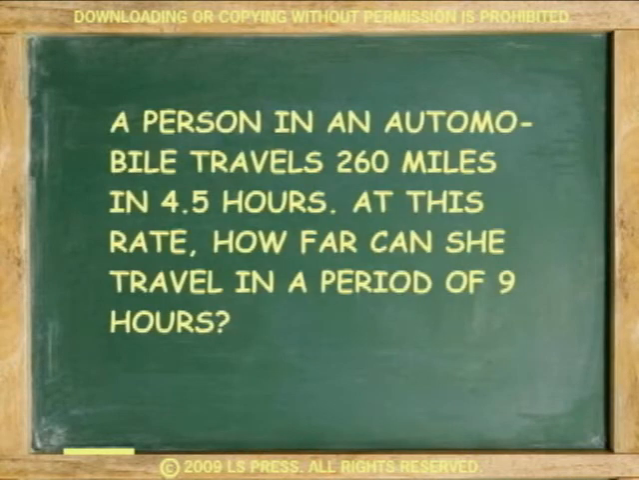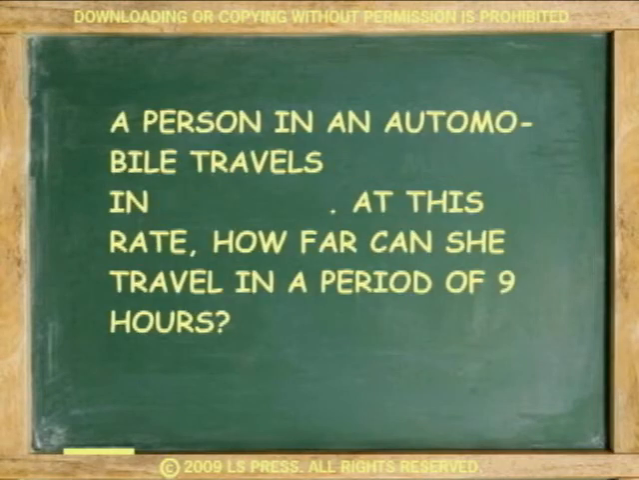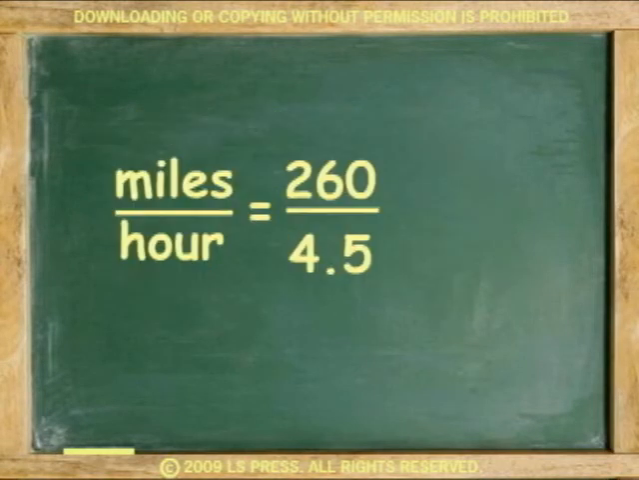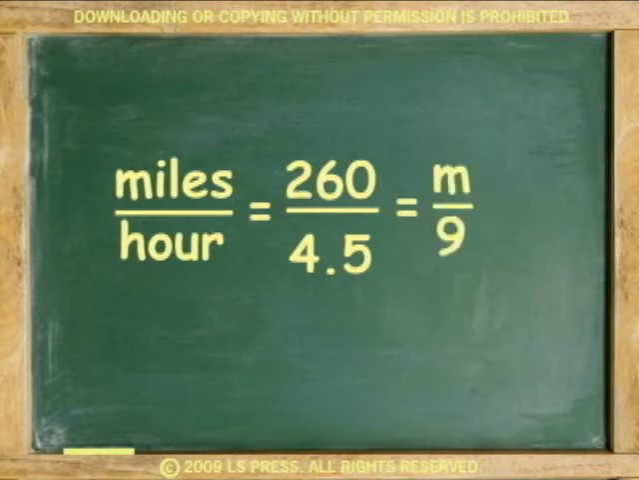Let's do an example. A person in an automobile travels 260 miles in 4.5 hours. At this rate, how far can she travel in a period of 9 hours? She travels in miles per hour, or 260 miles per 4.5 hours. To find the answer, how many miles per 9 hours?